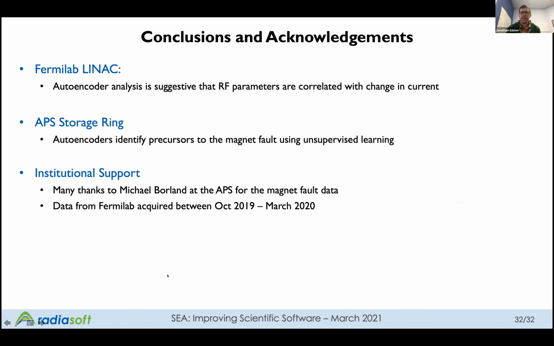So that's pretty much it. The summary is that we've done some analysis of autoencoders looking at RF parameters inside of our LINAC at Fermilab. And we're also continuing to work on using autoencoders for anomaly detection to identify precursors for magnet faults in the APS storage ring. A lot of this work is ongoing. We're still looking at other things, like LSTMs, as one of the options for trying to predict at what time the magnet will fault.